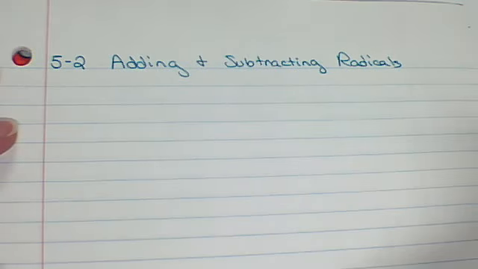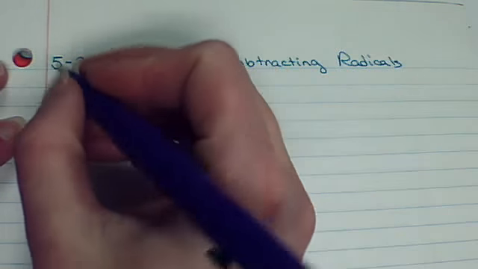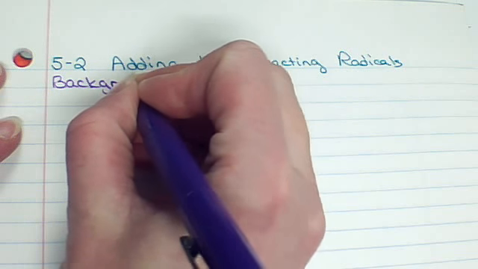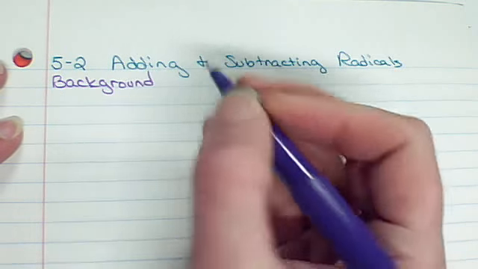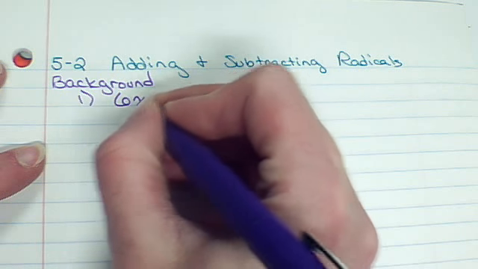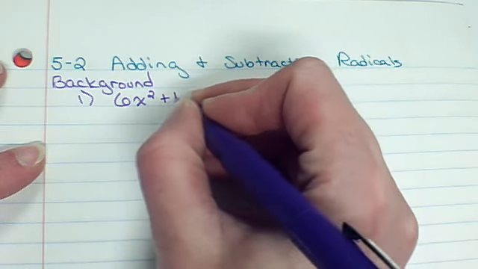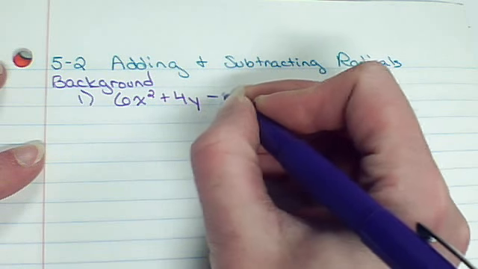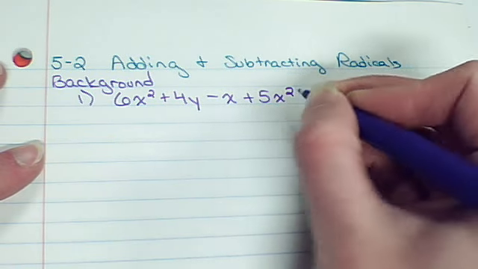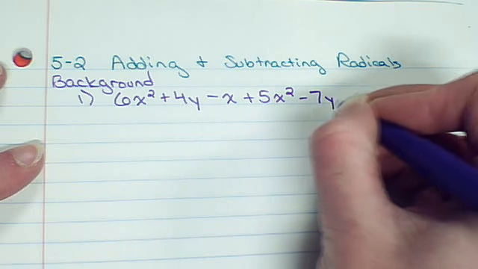All right, we're going to look at adding and subtracting radicals. So let's look at some background. What if we were asked to simplify 6x squared plus 4y minus x plus 5x squared minus 7y plus 9x.